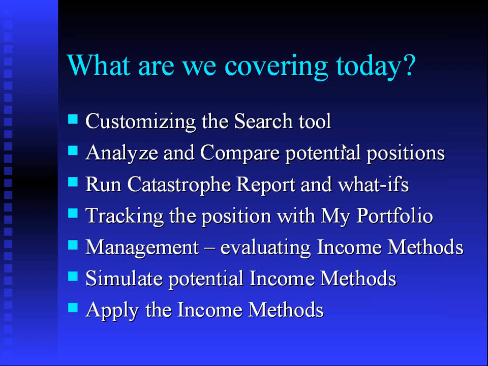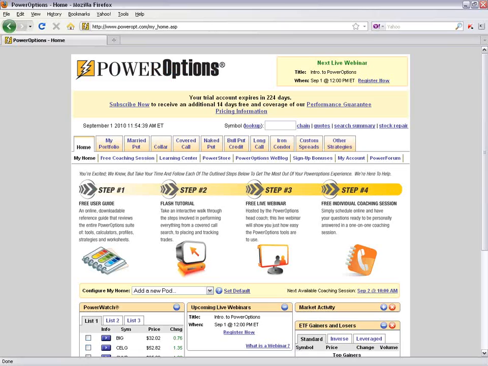Let's navigate right over to the PowerOptions suite of tools. When you first log on to your trial account, or if you're a subscriber to PowerOptions, you know, of course, that the PowerOptions tools are designed by a tab navigation system. The Home tab and the My Portfolio tab are locked in place. And we have some of our various strategies selected as well. We'll start off with married put, collar, covered call, naked put, and so forth.